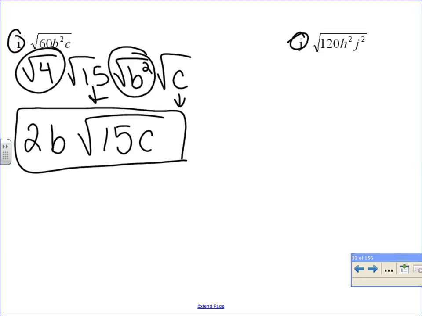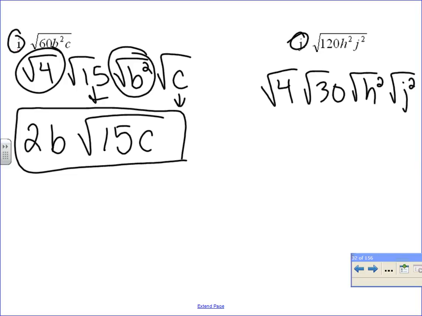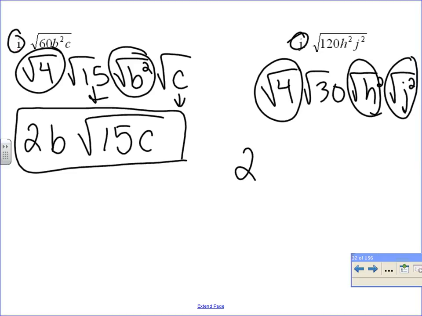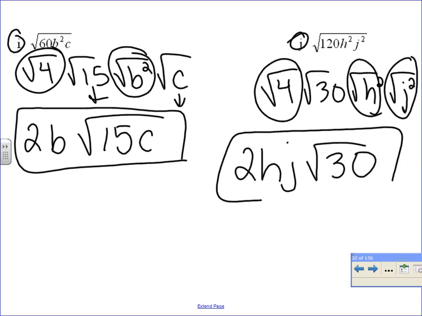Okay, Doug, what perfect square goes into 120? How many times? Good. Okay. Briar, what's perfect here? What can I circle? What else? Good. Okay, so I'm going to circle everything that's perfect. Square root of 4 is 2. Square root of h squared is h. Square root of j squared is j. Leave the square root of 30 inside the radical. That cannot be broken down any further.